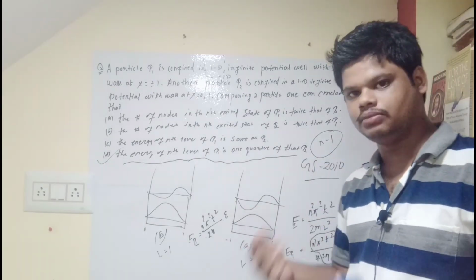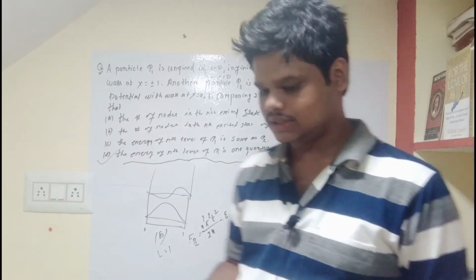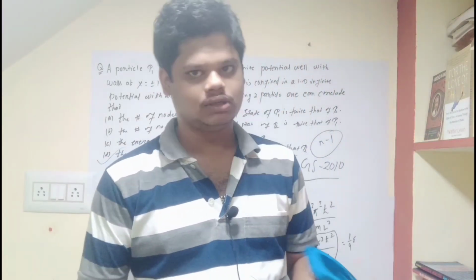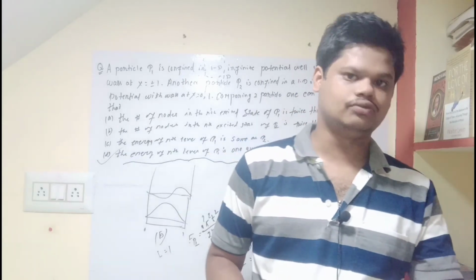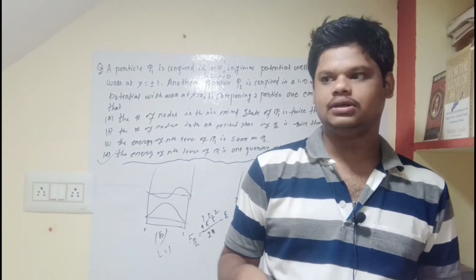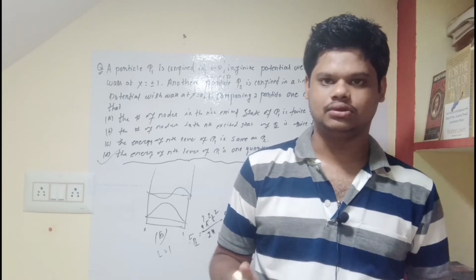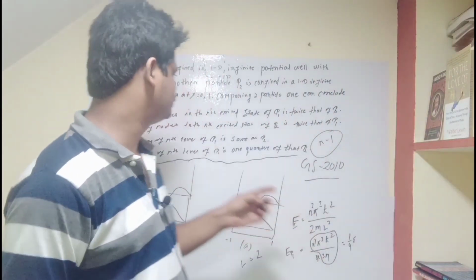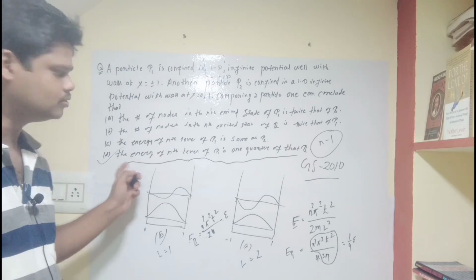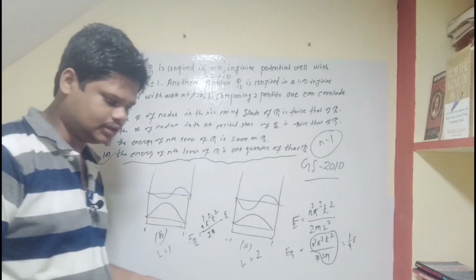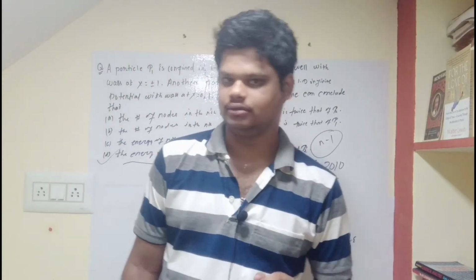For the ground state there will be no node. For the first excited state there will be a single node, and so on. For n equal to 2 there will be 1 node. For n equal to n there will be n minus 1 nodes. So option D will be correct. This was the question from TIFR of the year 2010.